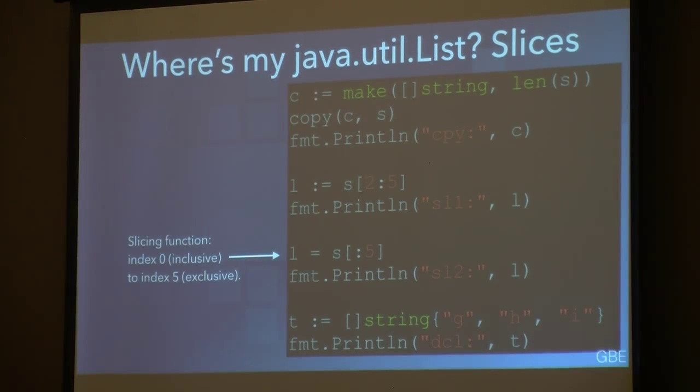Same thing here, 0 inclusive up to 5. If I left out the end barrier, I would go to the end, so it works as you would expect. Here's a slice literal.